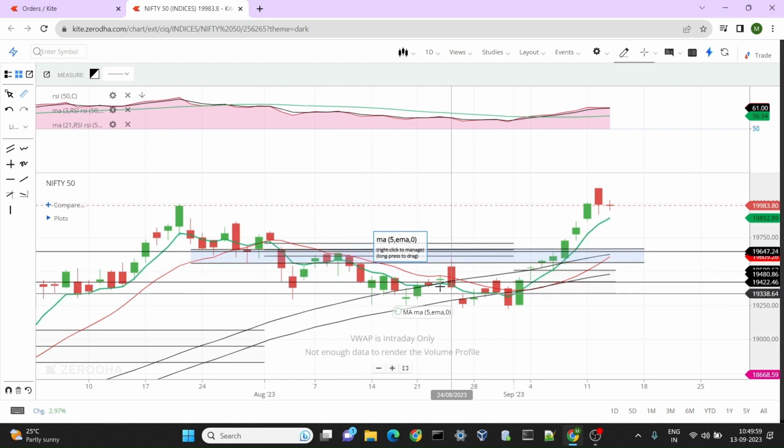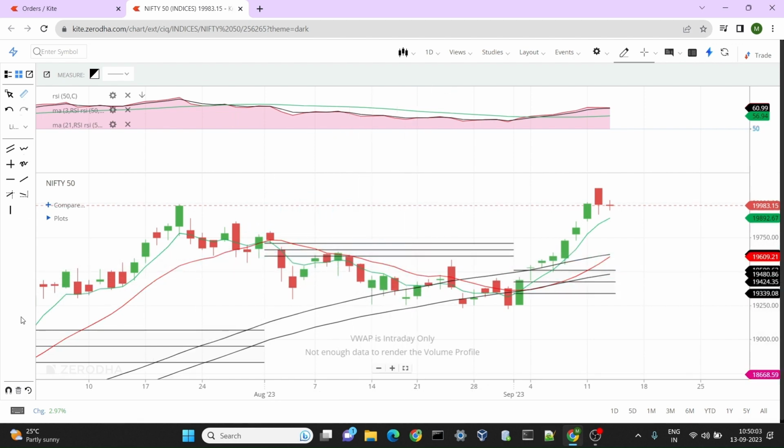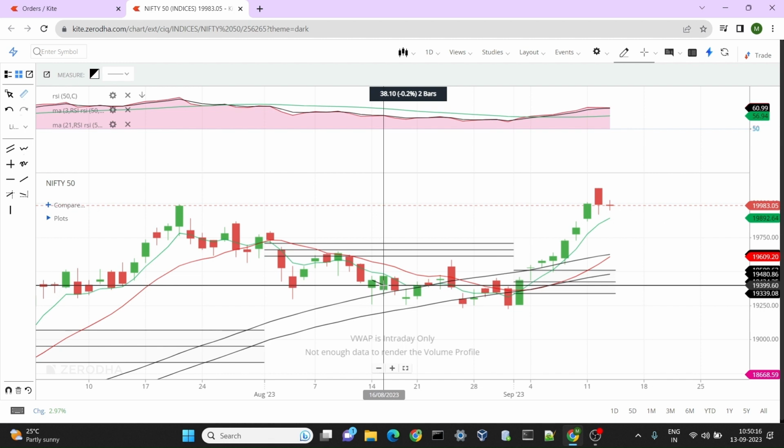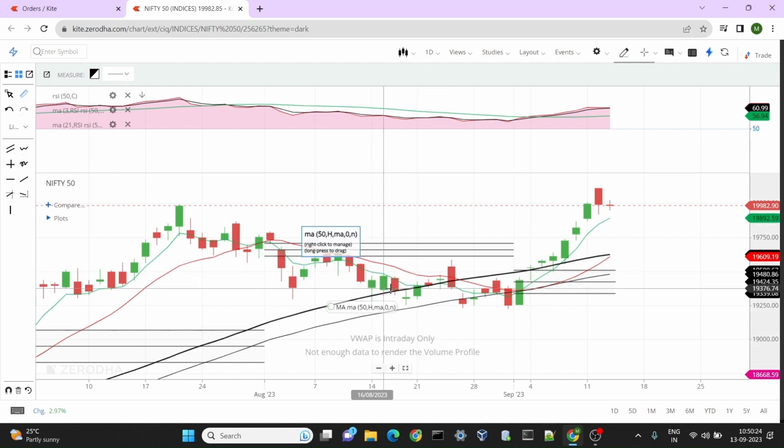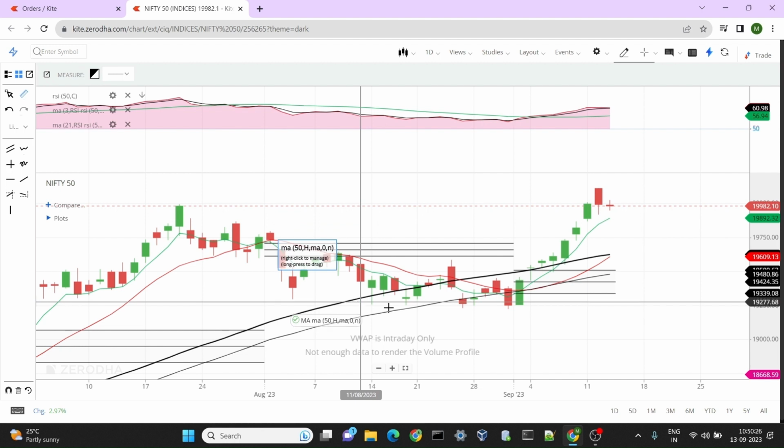So this trade was successful with 35 points in 4 days. That is not too much. It is 35 points, which means, let's see, yeah, this is 0.2%. 0.2% is something we achieved in the first trade. So let's wait and move ahead with our second trade.